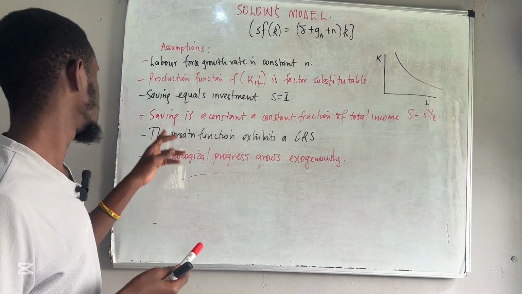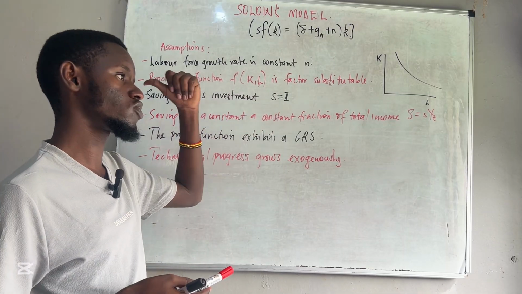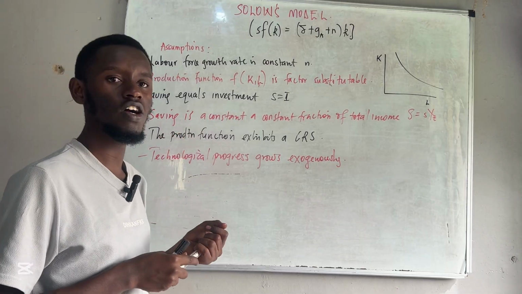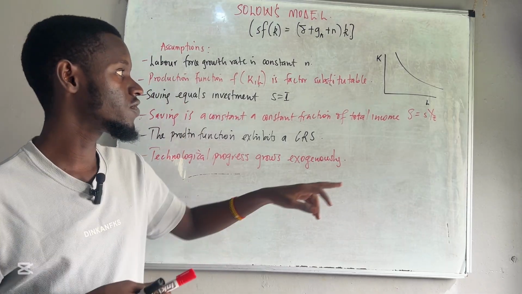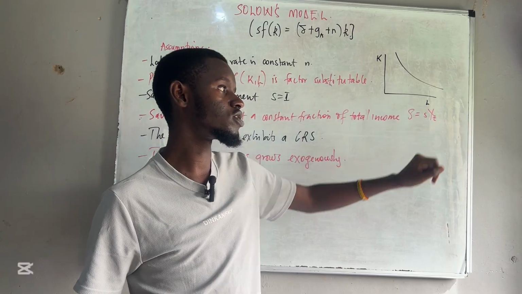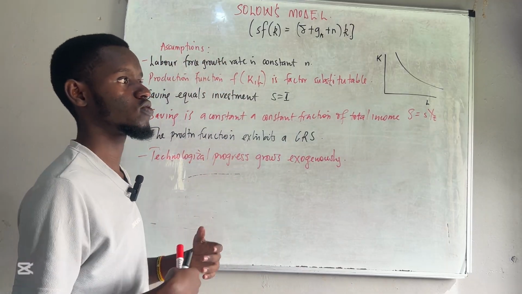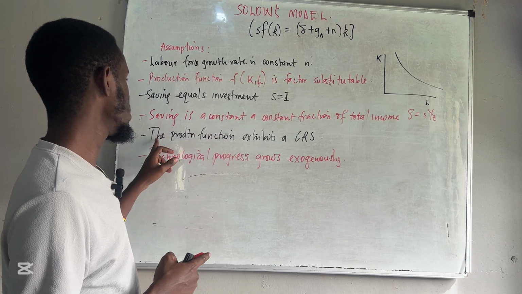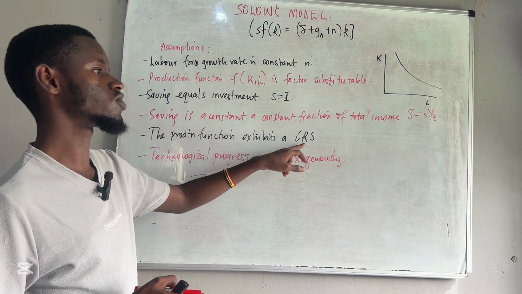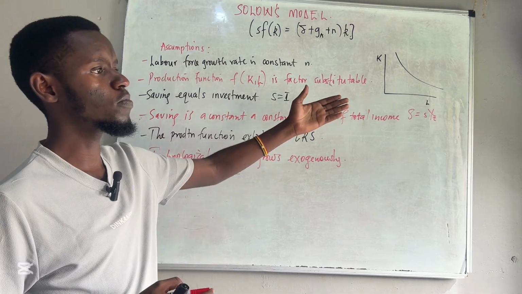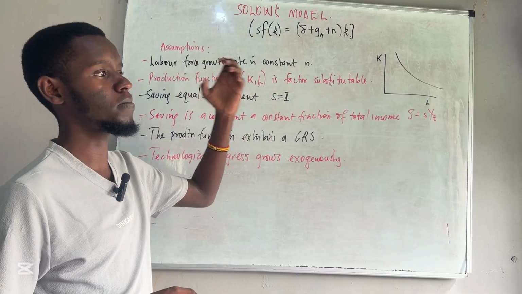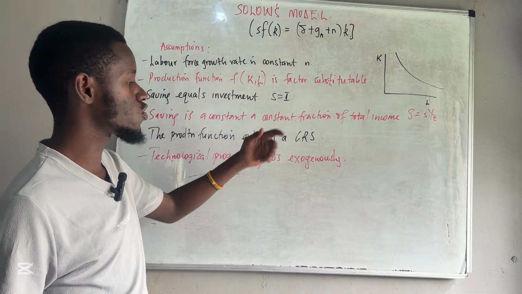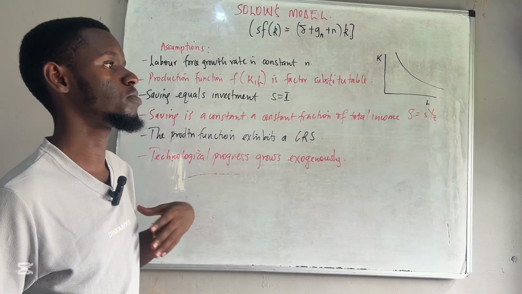Also, he assumed that saving equals investment, as we saw in Solow's model. And he said the saving rate is a constant function of total income, so saving equals the saving rate times output, like you save a fraction of what you earn. Then he said that the production function exhibits constant returns to scale: if you increase inputs by a certain proportion, say 70%, output will also increase by 70%. I think these terms are not new to us, as you have been using them in the previous videos.